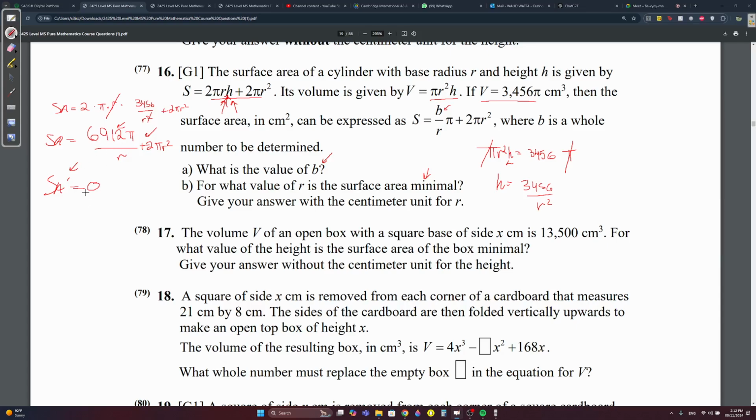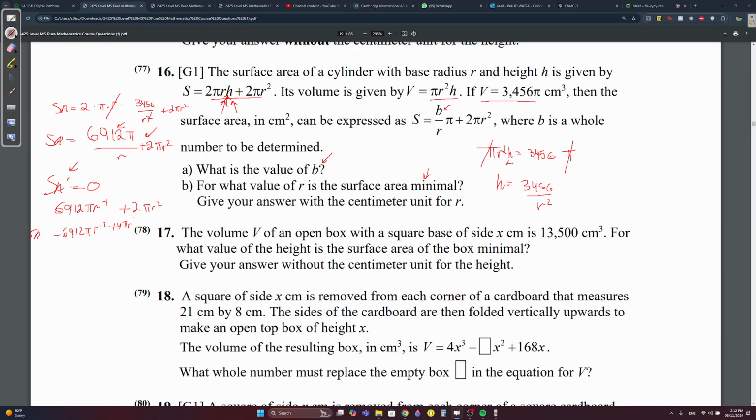Let's derive this first. 6912 pi over r. Let's make it 6912 pi r to the minus 1, and then 2 pi r squared. Now we can easily derive. Minus 1 times 6912 will be this, and then r to the minus 2 because we decrease the power by 1. 2 times 2 is 4, so it's going to become 4 pi r. Okay, let's keep it like this.